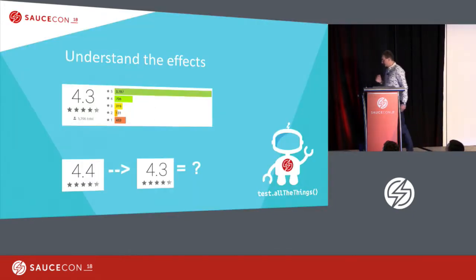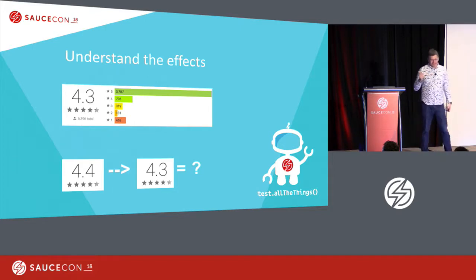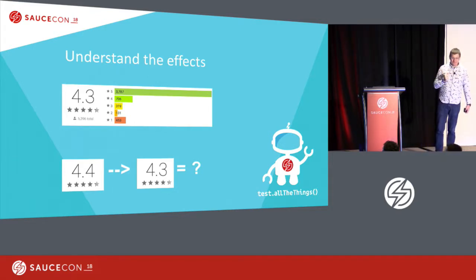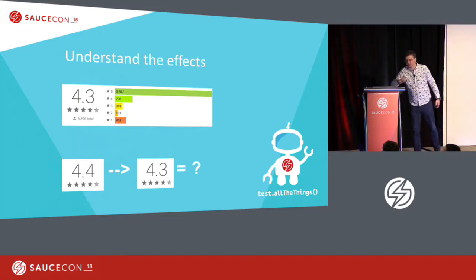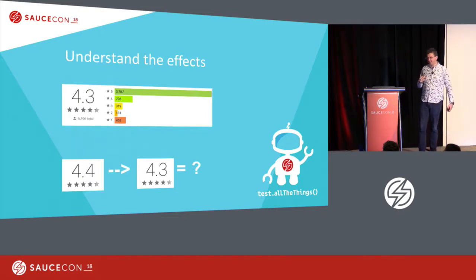This is an example from an app I was working on. We had dropped from 4.4 to 4.3 in the ratings for the Android app. Any guesses what difference that made to the downloads and our revenue? Is it going to be less than 1%? Sort of 1%, 5%, 10%, 20%, 50%? 5%. We're actually closer to 10%.